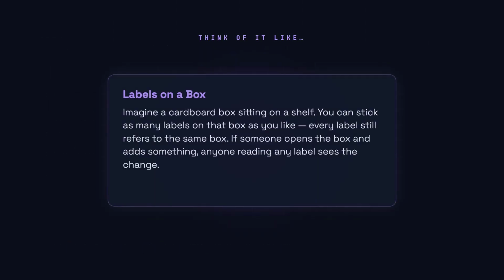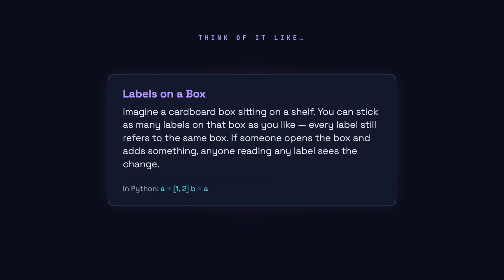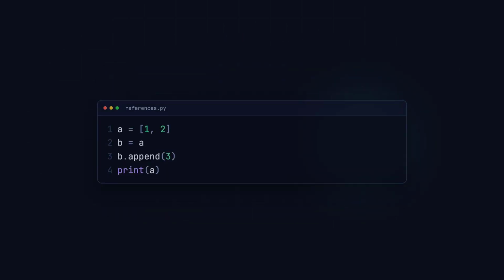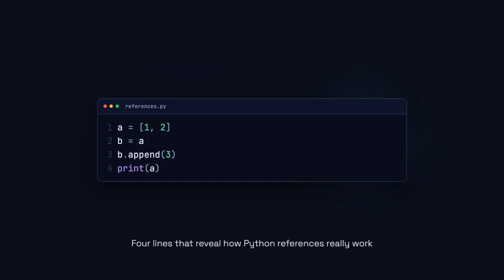Think of the list as a cardboard box. Writing b equals a sticks a second label onto that same box. There is still only one box and only one list. Here is the program we will trace. Four short lines, but they reveal exactly how Python handles names, objects, and mutation.